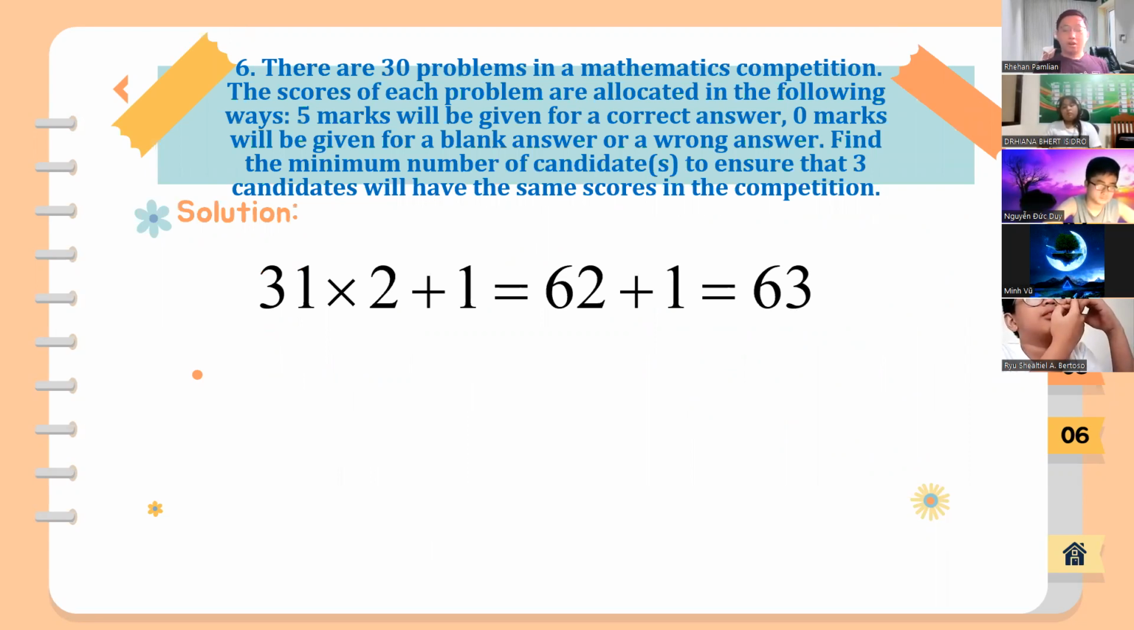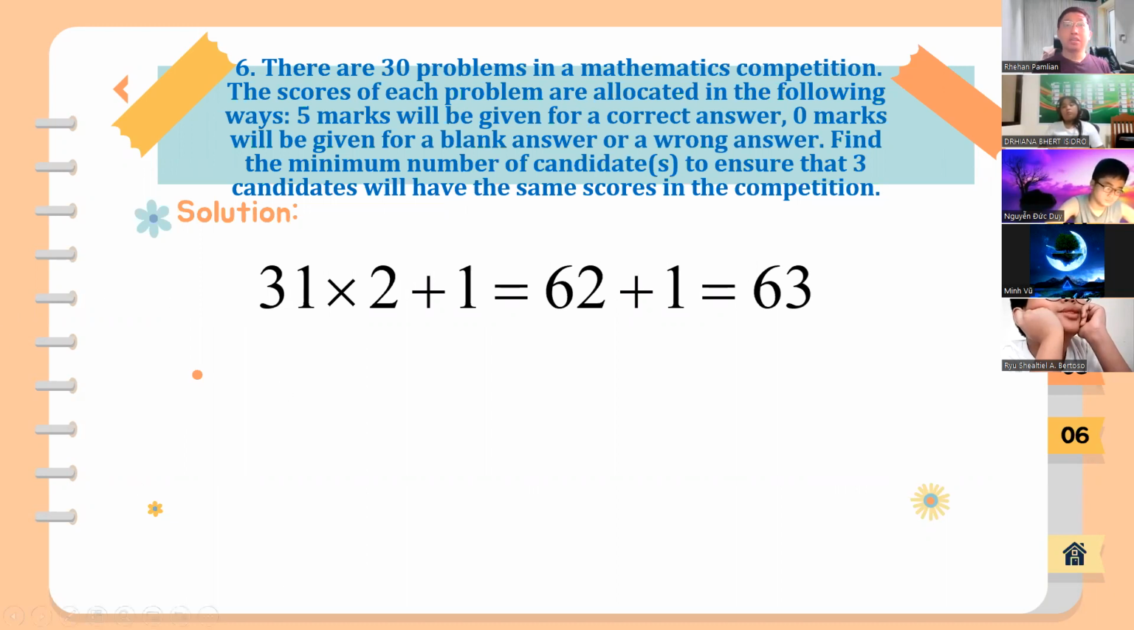So in the next one, there are 30 problems in a mathematics competition. The scores of each problem are allocated in the following ways. So 5 marks will be given for a correct answer. 0 marks will be given for a blank answer or wrong answer. Find the minimum number of candidates to ensure that 3 candidates will have the same scores in the competition.